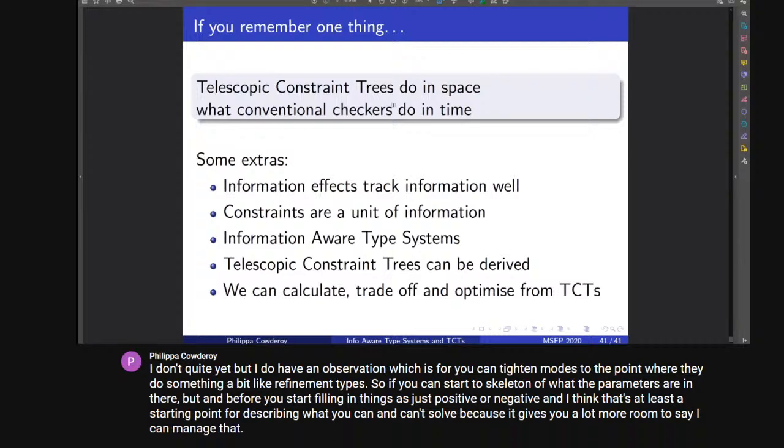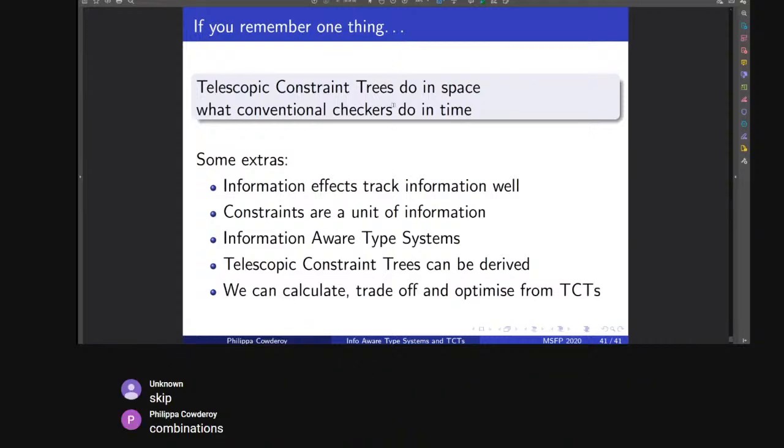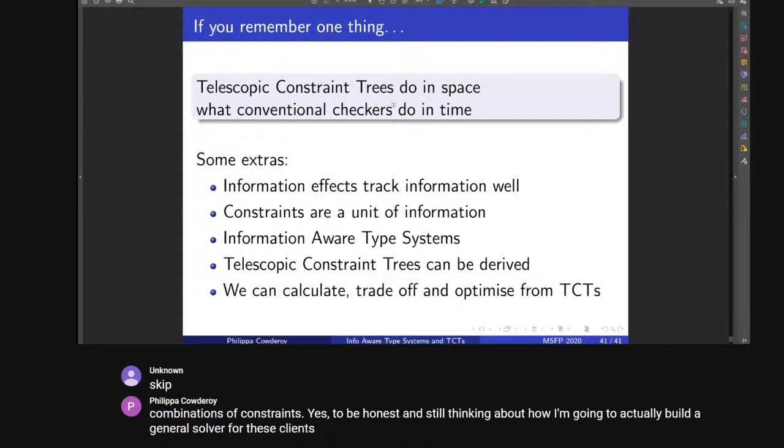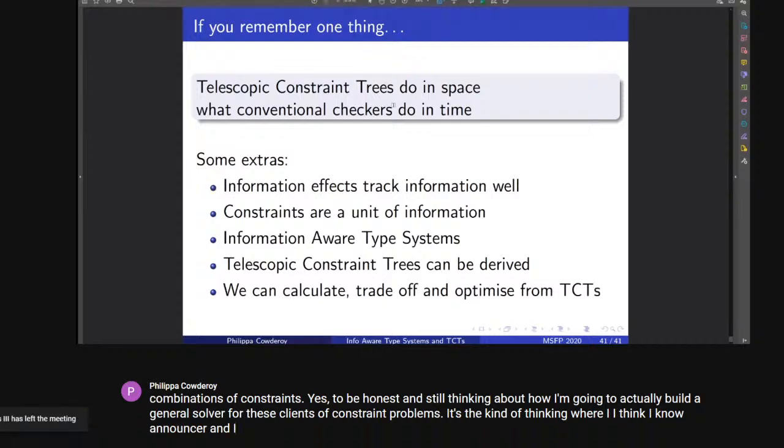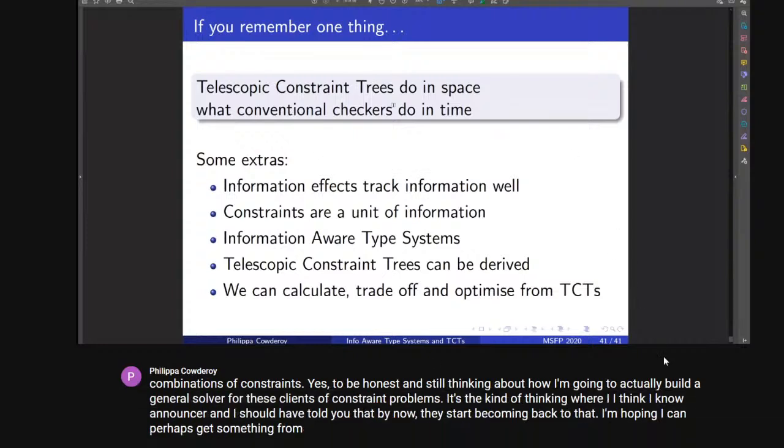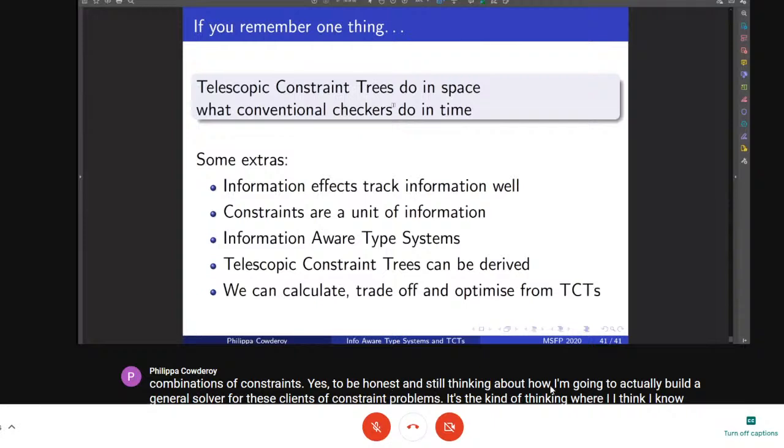I don't have anything for combinations of constraints yet. To be honest, I'm still thinking about how I'm going to actually build a general solver for these kinds of constraint problems. It's the kind of thinking where I think I know an answer and I should have coded this up by now, but I'll be coming back to that. I'm hoping I can perhaps get something from the session types community over time.